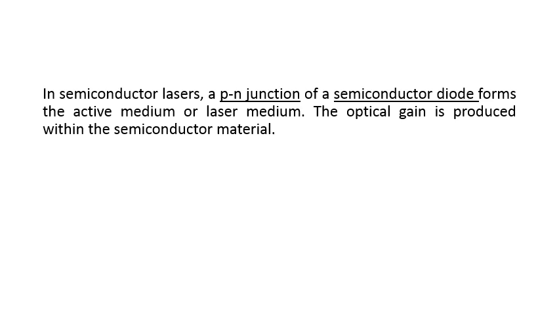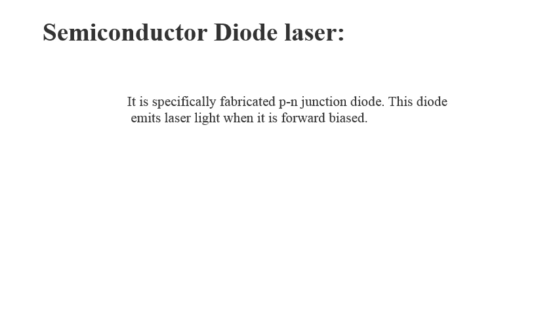In semiconductor laser, a p-n junction of a semiconductor diode forms the active medium or lasing medium. An optical gain is produced within the semiconducting material. The semiconductor diode is a specifically fabricated p-n junction diode. I think all of you are aware of the p-n junction diode. On one side we have p-type semiconductor and on the other side we have n-type semiconductor, and the junction is very useful.